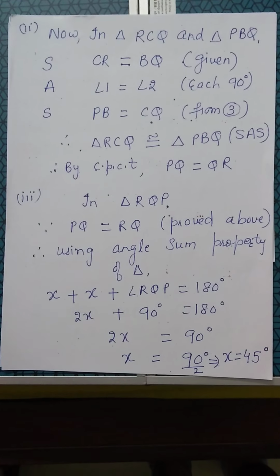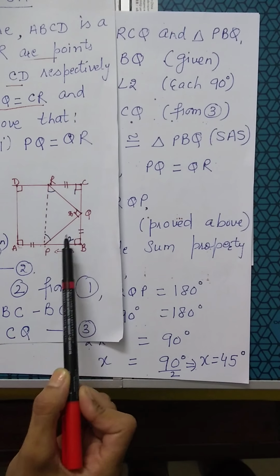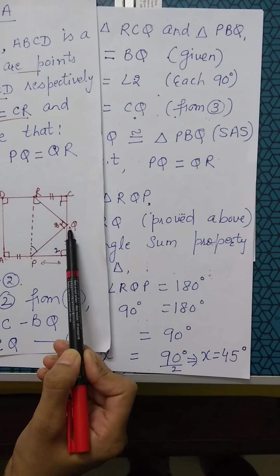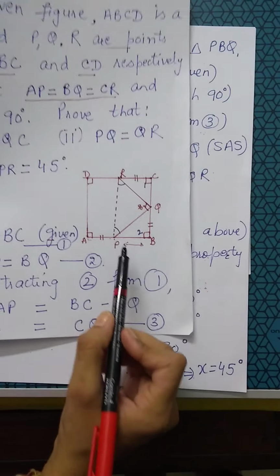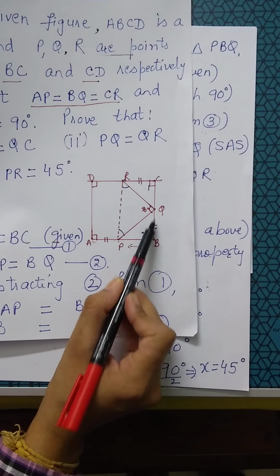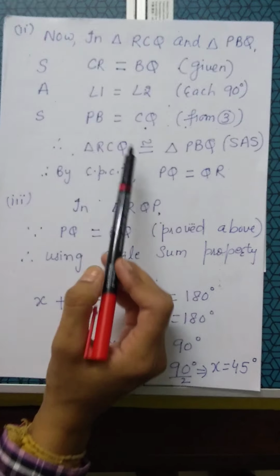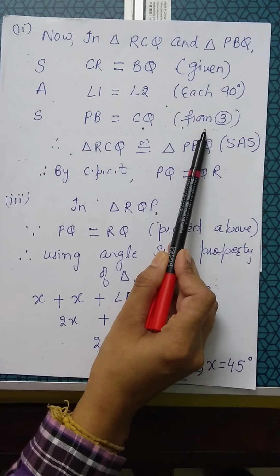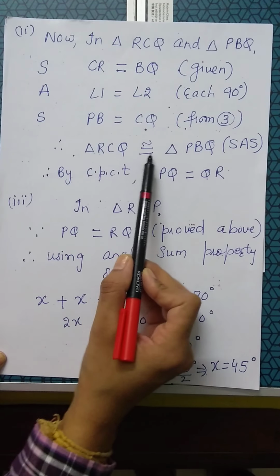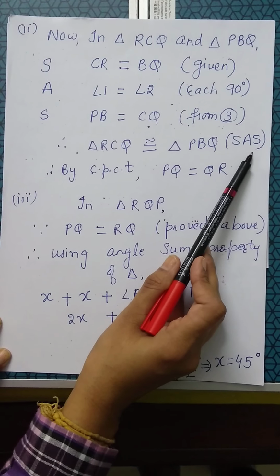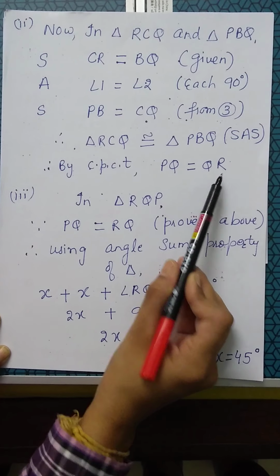Second part, I will take triangle RCQ and triangle PBQ. I'll prove that these are congruent. CR is equal to BQ. This is given to us. Angle 1 is equal to angle 2, each 90 degrees. PB is equal to CQ from 3, we have proved above. Therefore, triangle RCQ is congruent to triangle PBQ by SAS congruency rule. And by CPCT, I can say PQ is equal to QR.